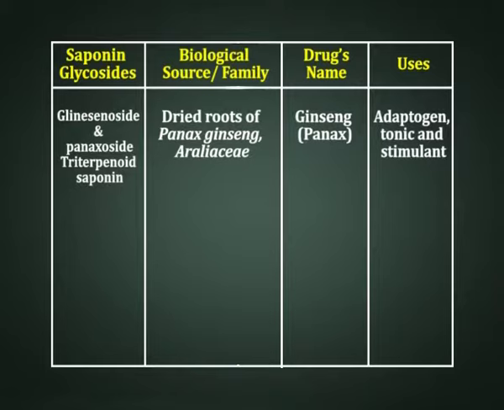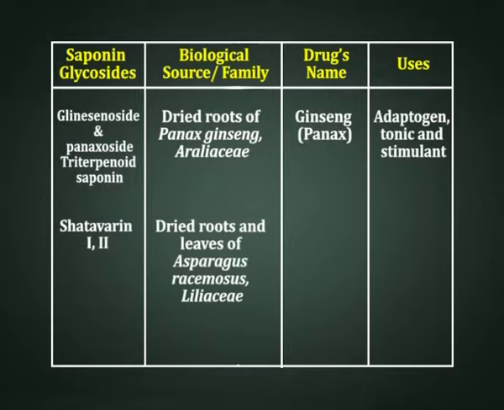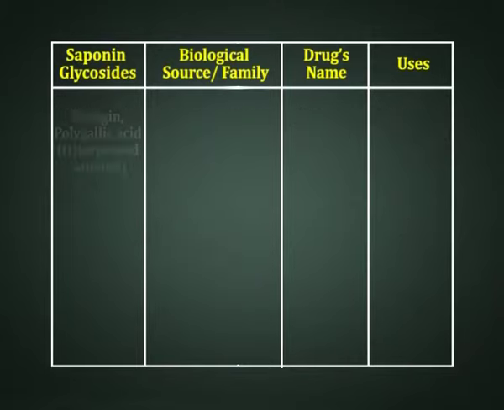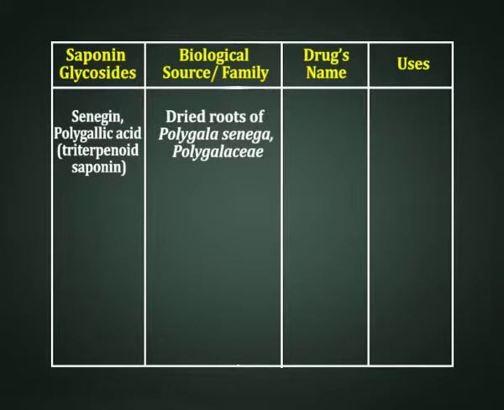We have the most famous drug called Shatavrine 1 and 2 coming from the dried roots and leaves of Asparagus racemosus of the family Liliaceae, which is famously used as a galactagogue. Similarly, we also have senegine, which is a polygalic acid, a triterpenoid saponin coming from the roots of Polygala senega from the family Polygalaceae, and they are being utilized as stimulant and expectorant.